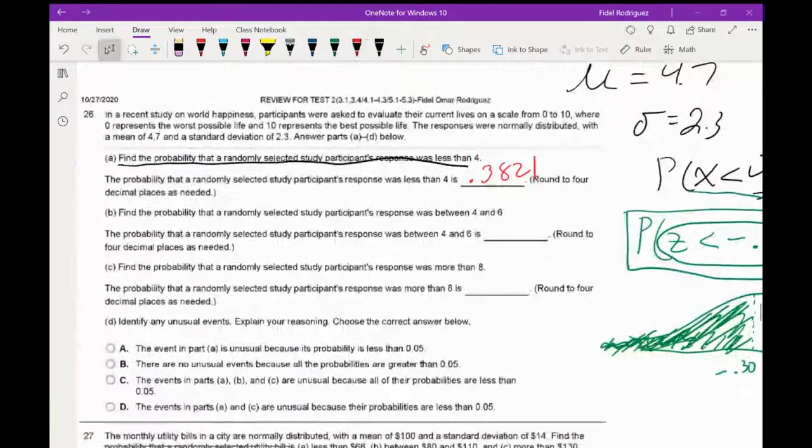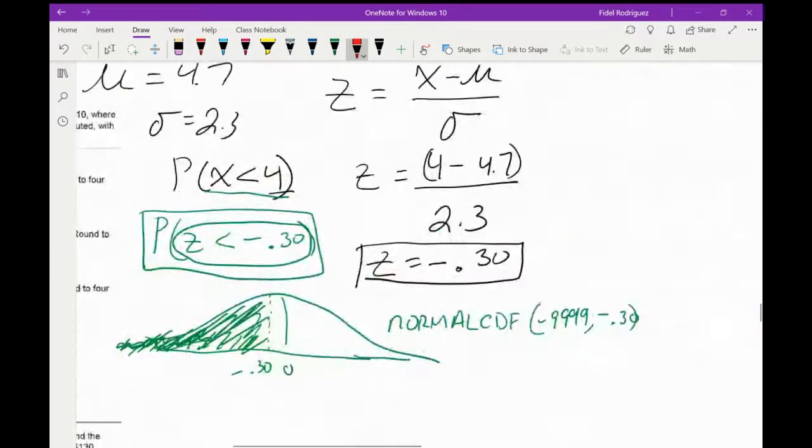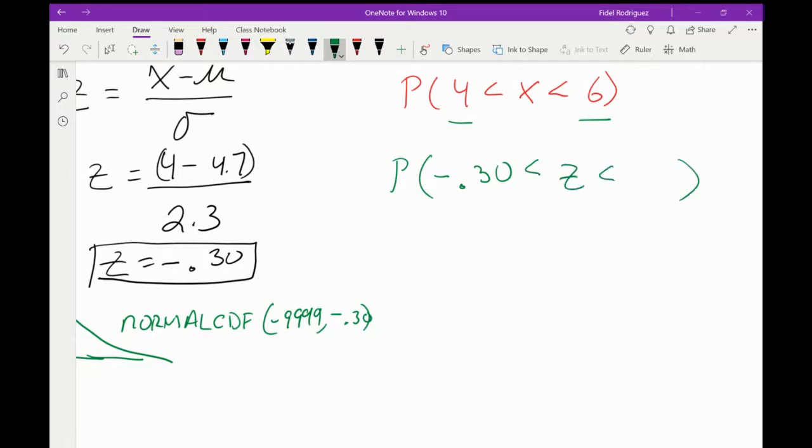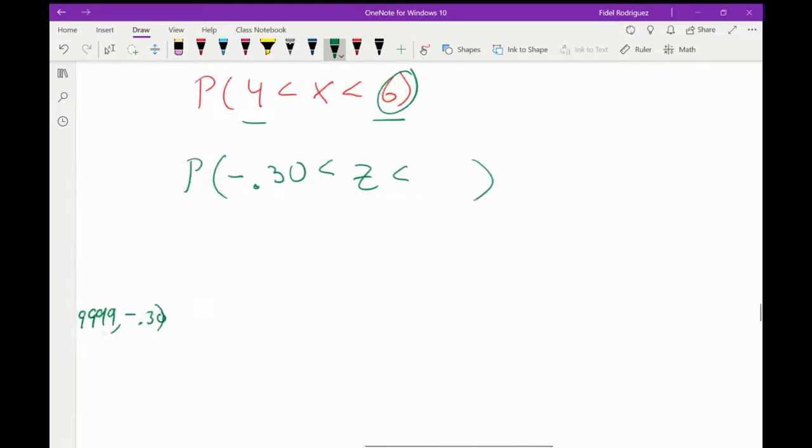Okay. Now, guys, I want to set up part B for you so that you can see how part B would be done. And I want you to notice what it's telling me. It says the response is between 4 and 6. If the response is between 4 and 6, that means that my X value is between 4 and 6. And we want to convert each of these X values to Z-scores. Well, we just converted 4 to a Z-score, and we came up with negative 0.30. Now, the one we need to figure out is what 6 would look like as a Z-score.